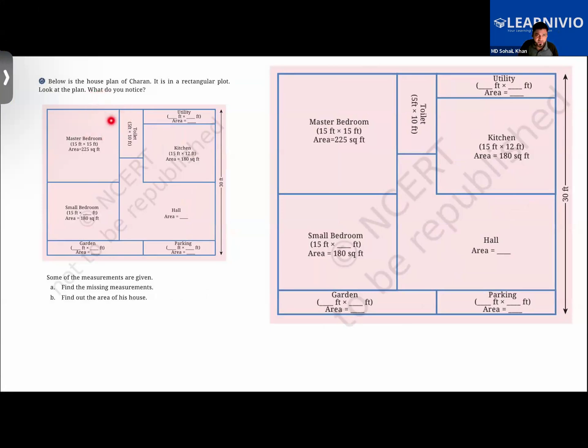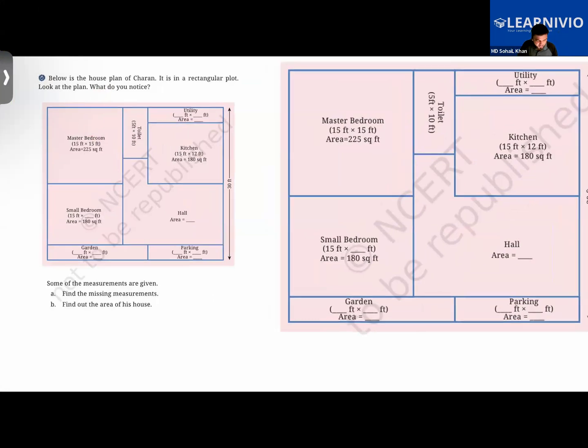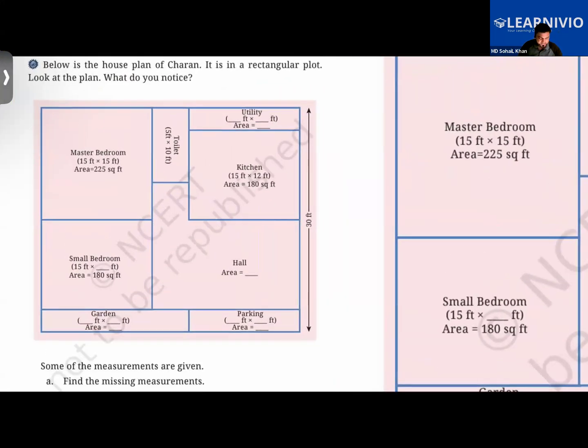That is the house plan of Charan, and it is a rectangular plot. Looking at it, we notice that the length and breadth of the master bedroom is given, and area is also given here. Length and breadth of the toilet is given, and the length and breadth of this utility room is not given, neither is the area. For the kitchen, length and breadth is again given, area is also given. For the hall, we don't know what is the area of the hall. We also don't know what is the breadth of the small bedroom here. Length into breadth is missing here. Same for the garden, area is missing, length and breadth is also missing, and same for parking.